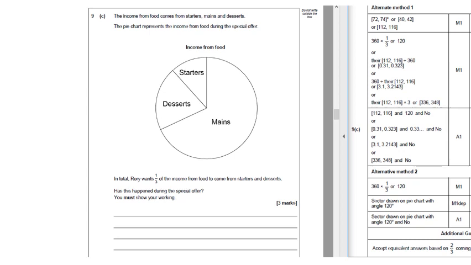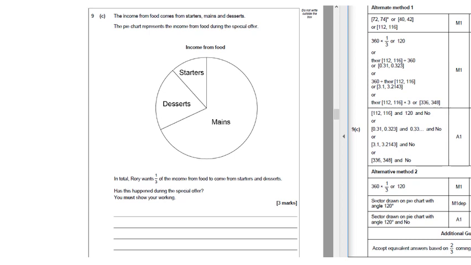So, okay, it says the income from food comes from starters, mains and desserts. The pie chart represents the income from food during this special offer. In total, Roy wants 1/3 of the income from food to come from starters and desserts. Has this happened during the special offer? You must show your working out.